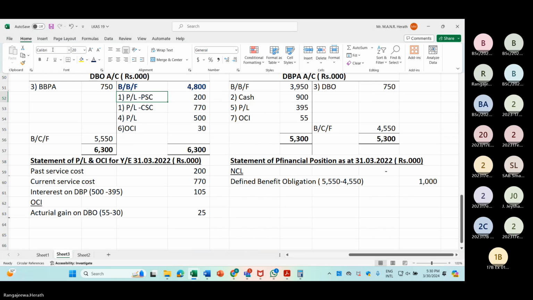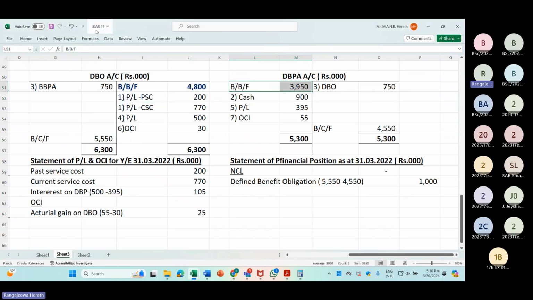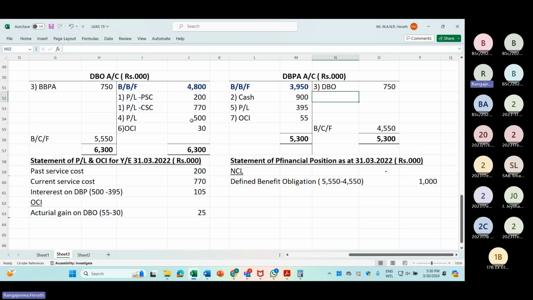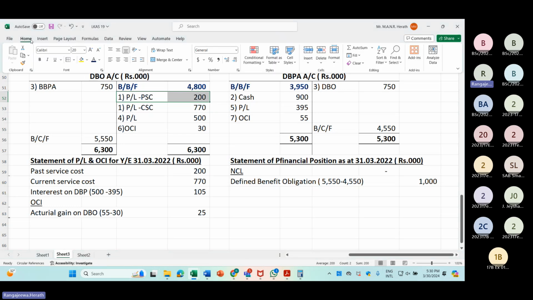And defined benefit plan asset, our investment portfolio for this, we have 3,950 opening balance. Now we revise the plan to 5,000. So you take it as expense of the current period, estimate change. Past service cost, not a current service cost. Past service cost you charge to P&L, 200. So you make it to 5,000.